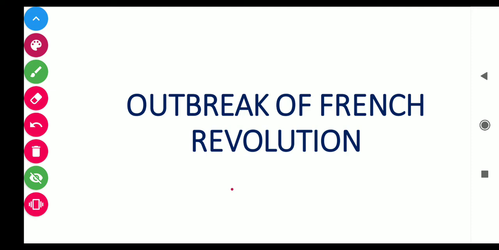Before we start, let us first understand what the term outbreak means. Children, outbreak is the sudden occurring of something unwelcome, which is not desired by us, such as war or some diseases. Like today, the whole world is fighting with coronavirus, which can be termed as an outbreak of a disease.